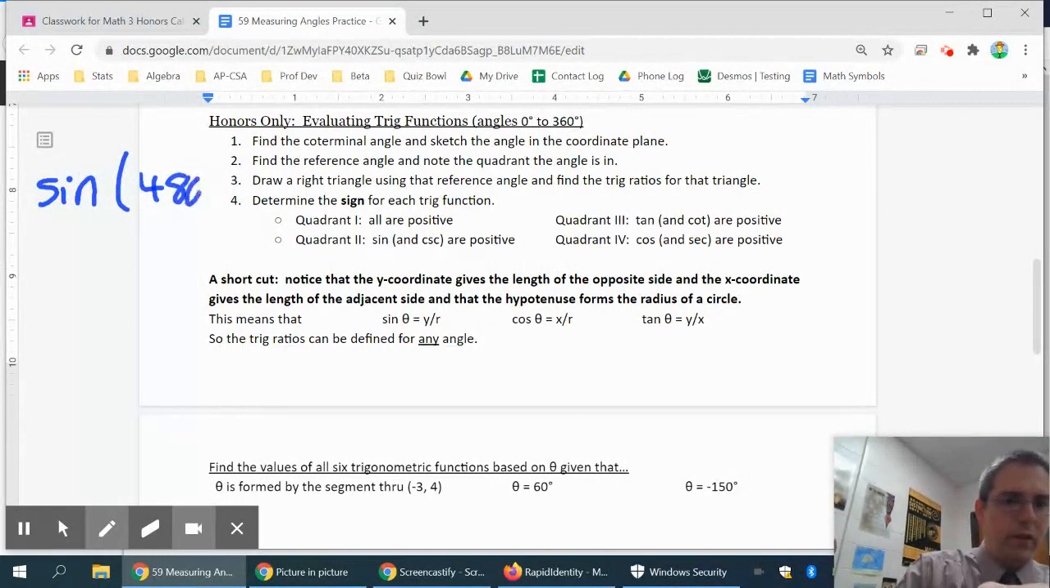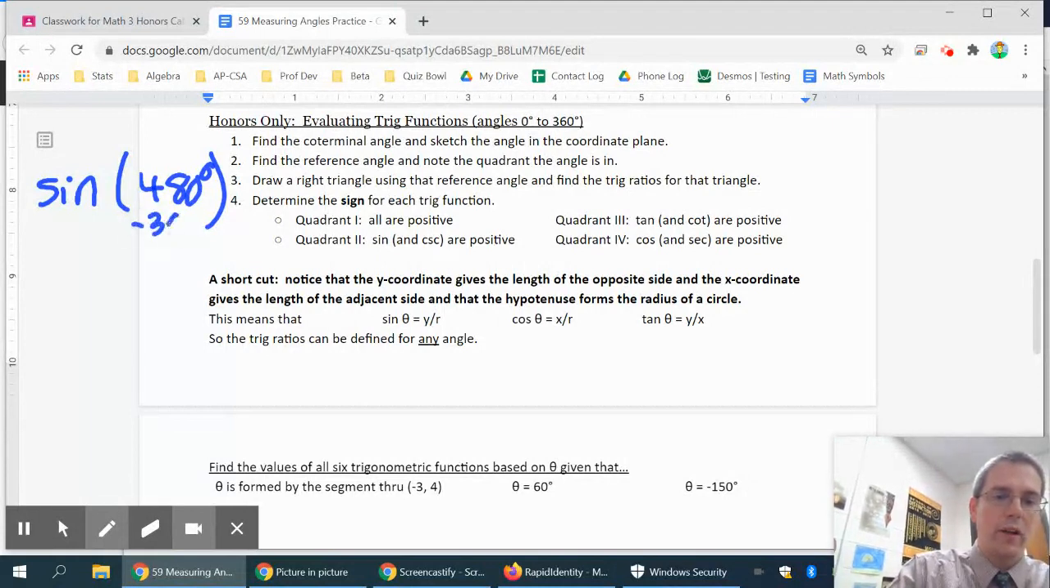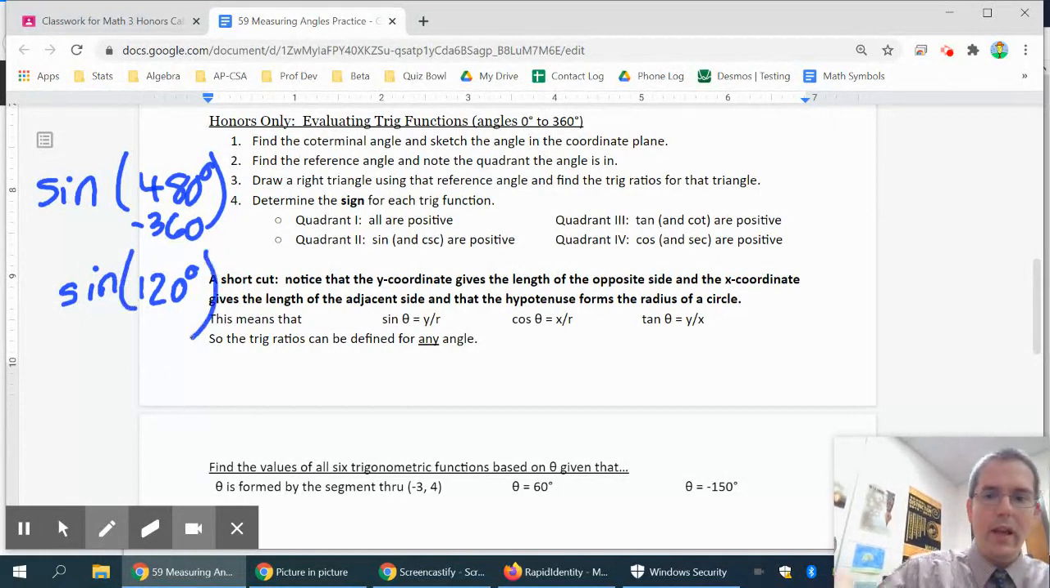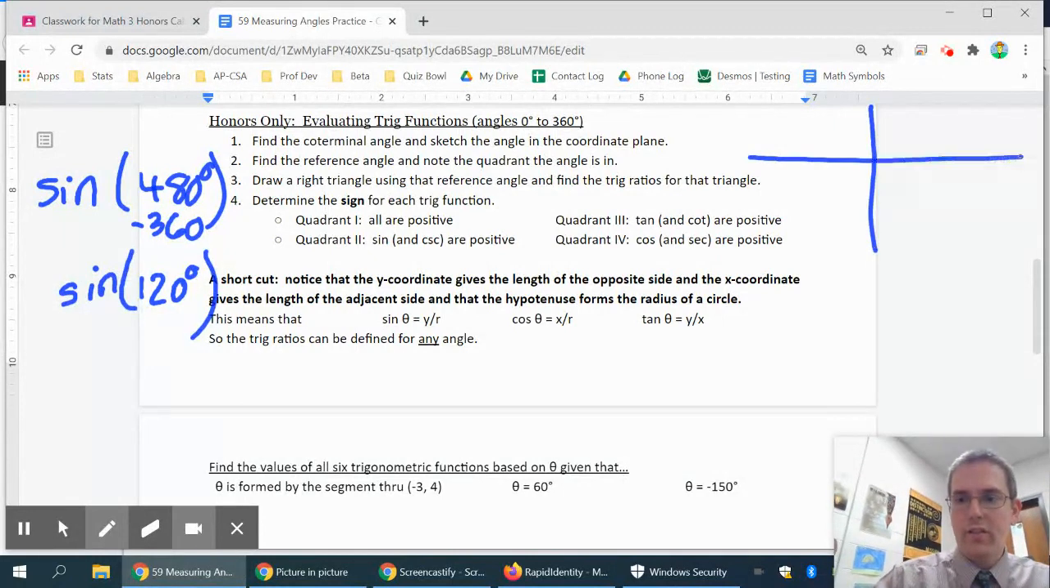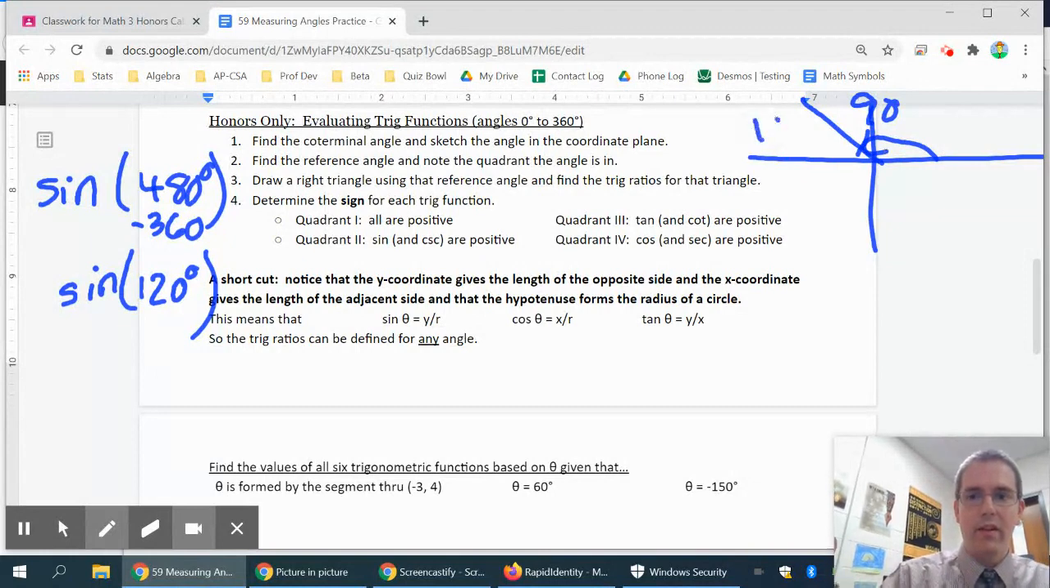480 degrees. For starters, 480 is a really big number, so I want to start by finding a coterminal angle by subtracting 360. I'd say, okay, 480 degrees is the same thing as 120 degrees. So it's a lot simpler just to think of sine of 120, and I would probably go ahead and sketch that angle right here. If straight up is 90, this is 120. And that means I have landed in quadrant 2.